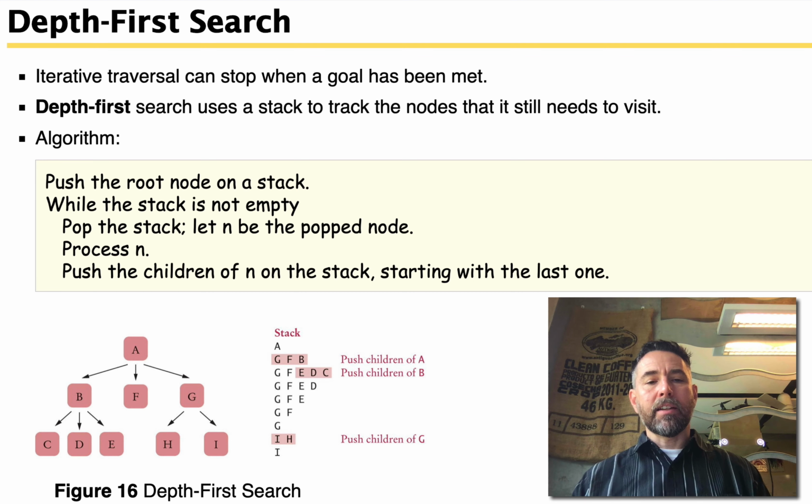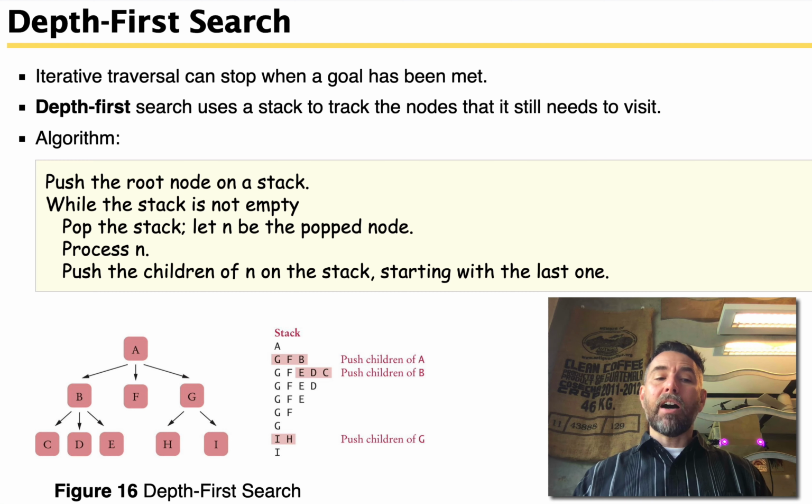Actually, that's not consistent, is it? In the top case, we did G, F, B, and then E, D, C. They should be in the same order. They should be going either left to right or right to left. In any event, we push the children onto the stack.